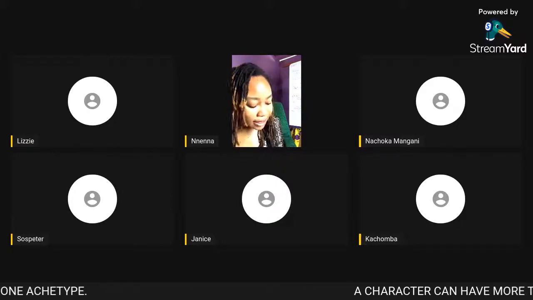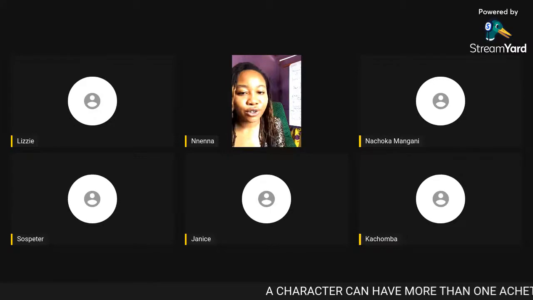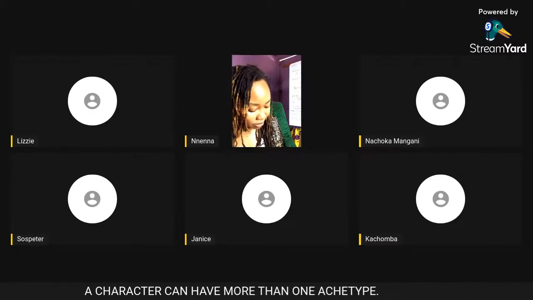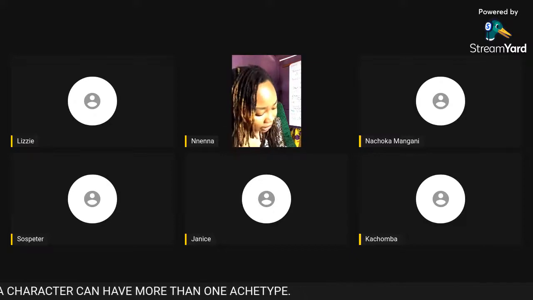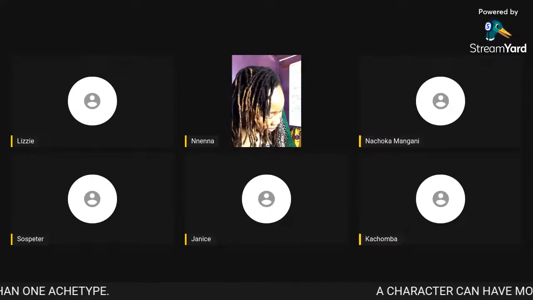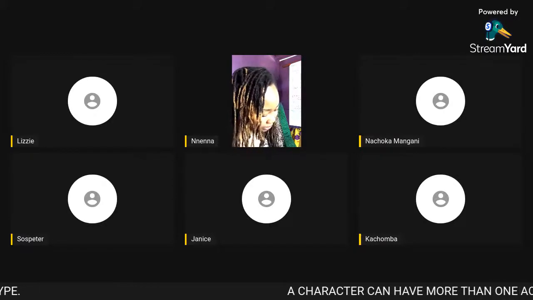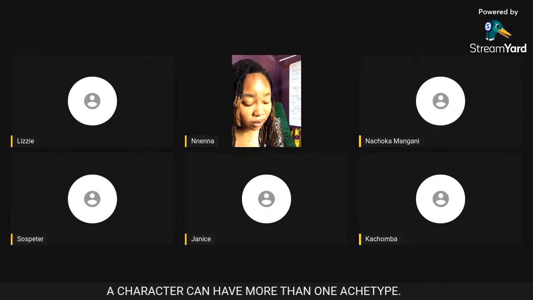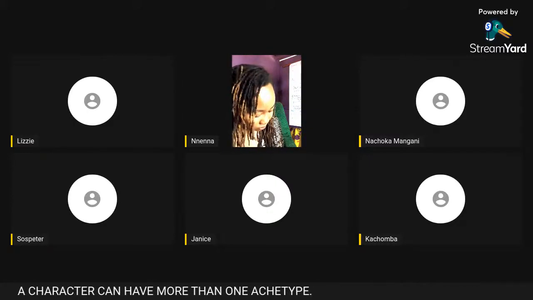But the seducer archetype is not just female, okay? Seducer can be male or female. But that's basically the archetype that sets up the hero and puts them in trouble.